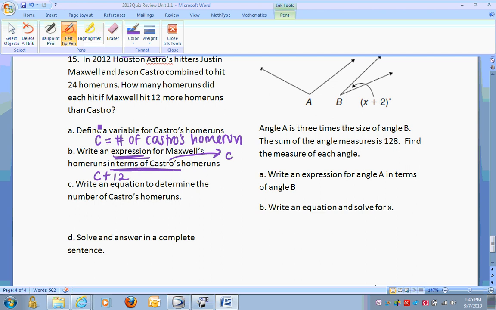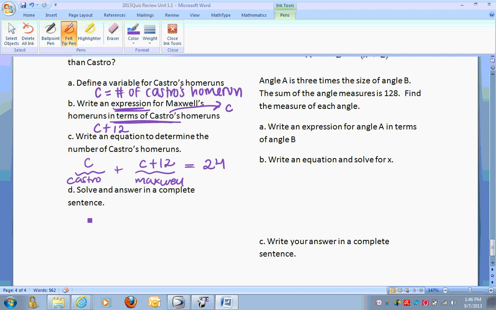Now they want us to write an equation to determine the number of Castro's home runs. What else we know in the problem is they tell us about the 24. When we add the 2 players together, their home runs have to equal 24. So Castro plus Maxwell equals 24. We represent Castro as C, and Maxwell as C plus 12. So now we add those together, combining like terms, you get 2c, and then we bring the 12, and that equals 24.